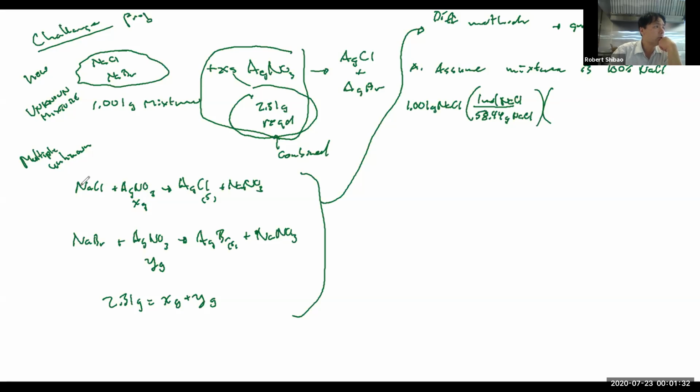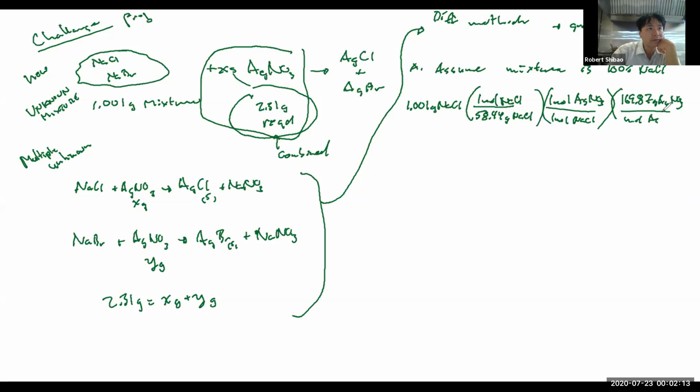And what's the mole ratio? It's a 1-to-1 mole ratio. So 1 mole of silver nitrate for every 1 mole of sodium chloride. And then what's the molar mass of silver nitrate? 169.87. 169.87 grams of silver nitrate per mole.